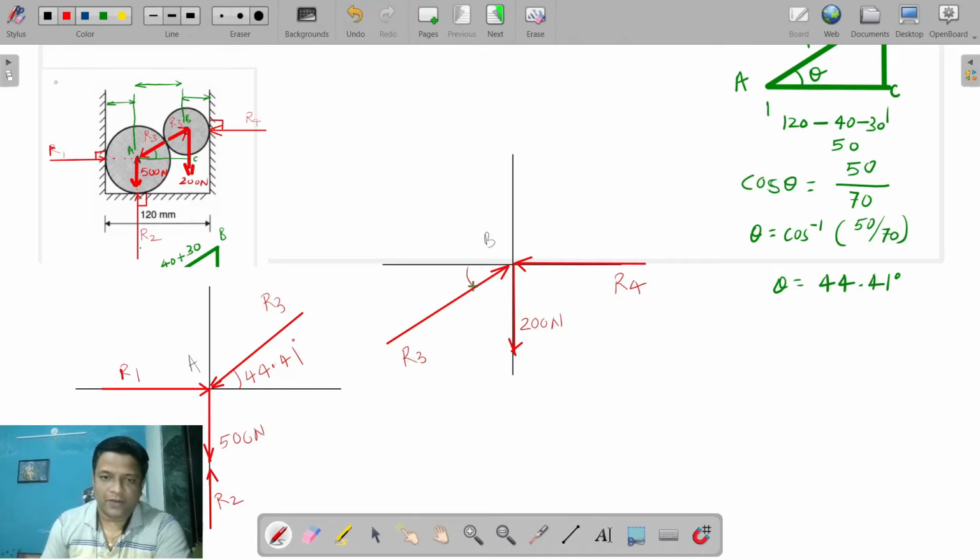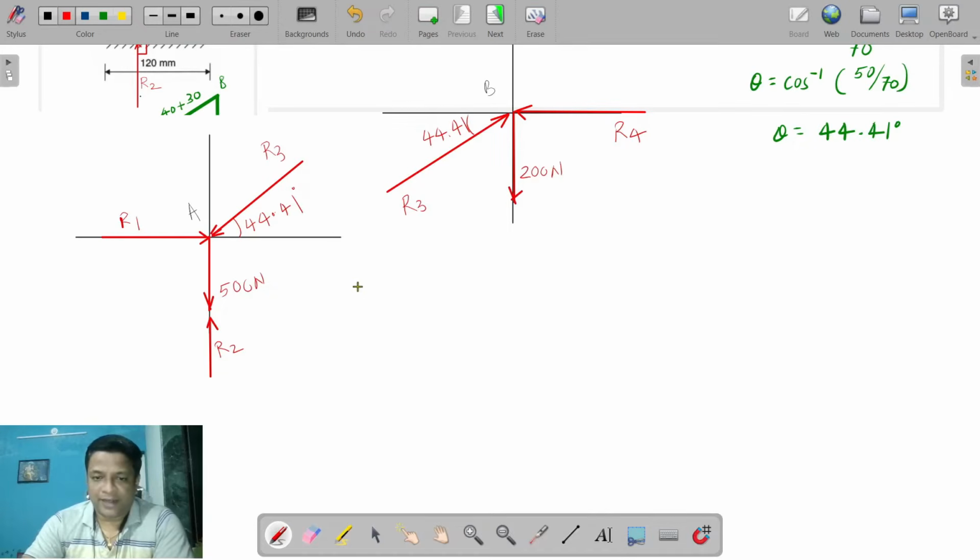Now, what is the angle of R3 with the horizontal? So it will be equal to 44.41. Once we have identified that the angle of R3 with the horizontal is 44.41, it will remain 44.41 with the horizontal. You don't need to worry about it. Now we'll rearrange this diagram as per our liking. So we'll refine it. So I will draw it here.